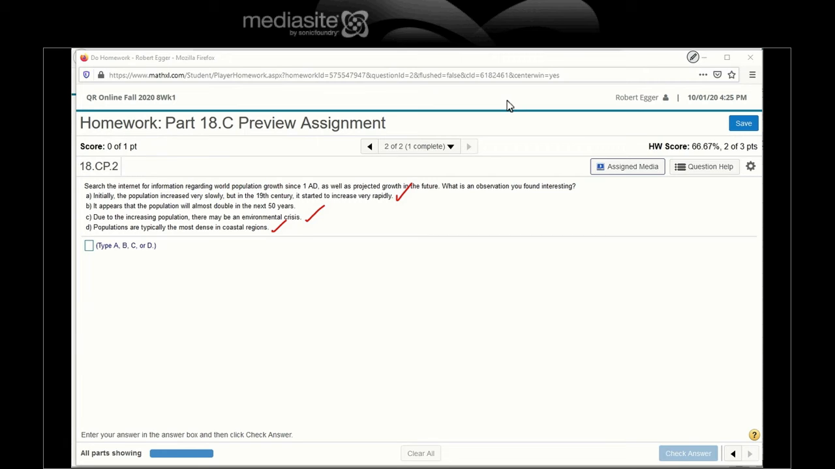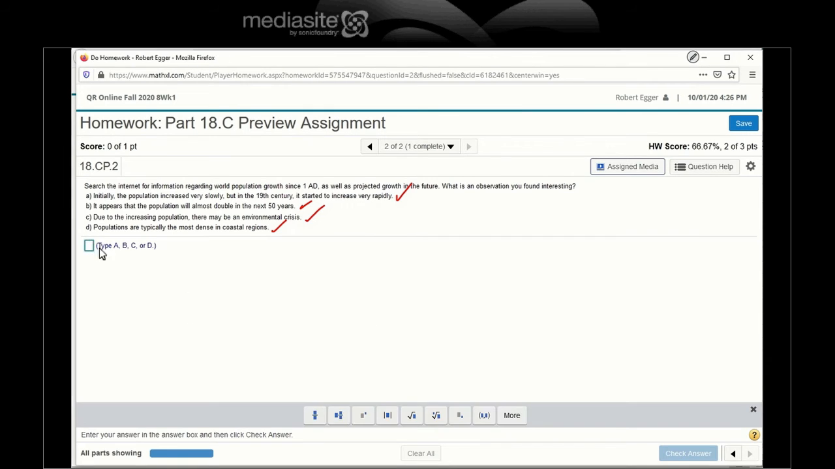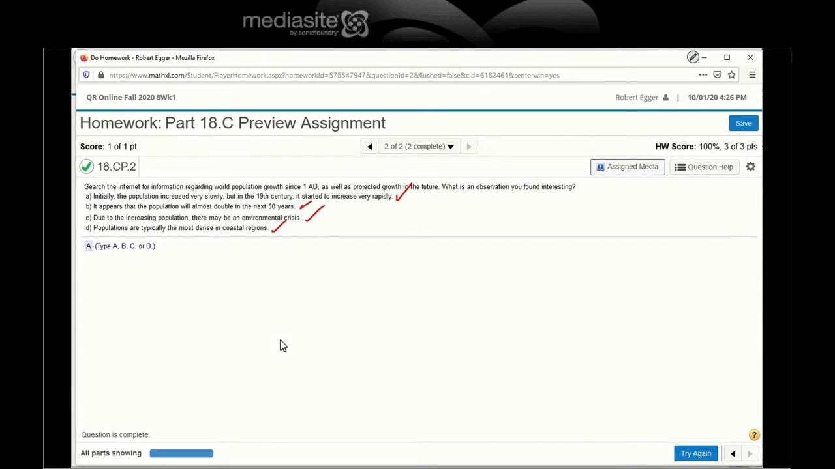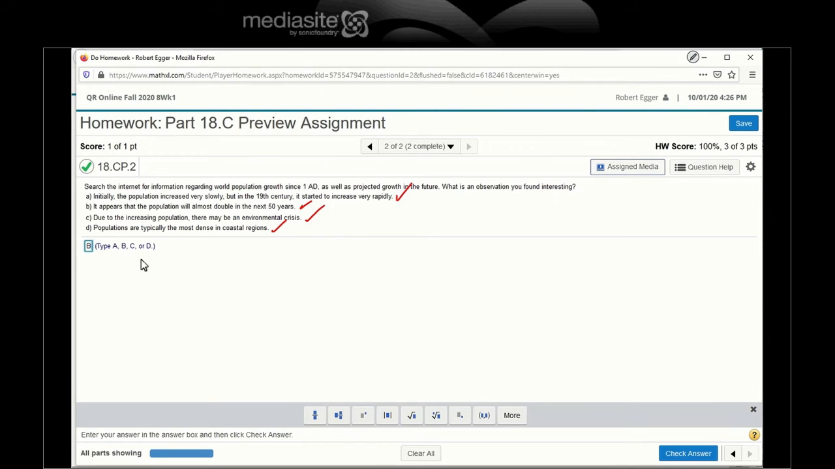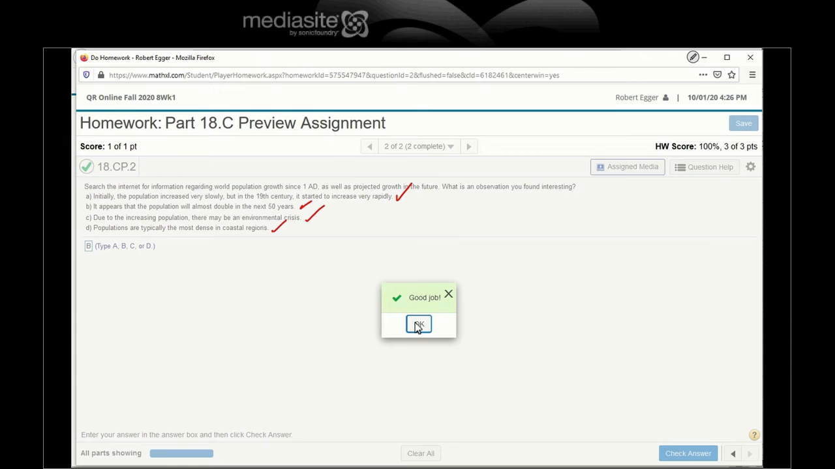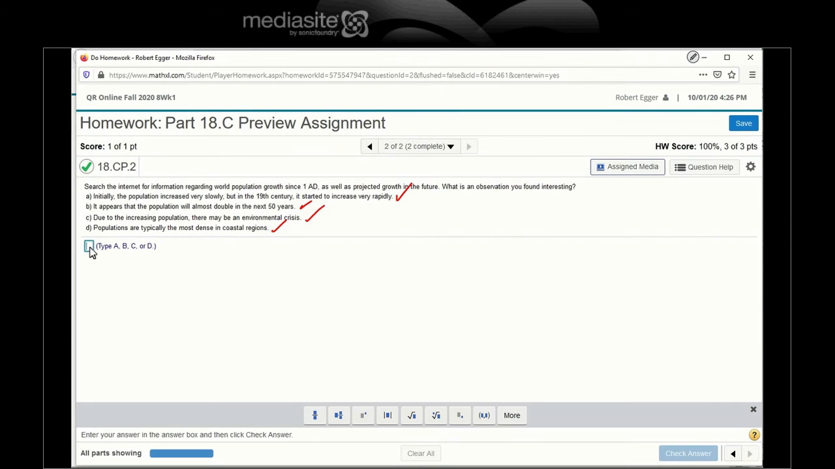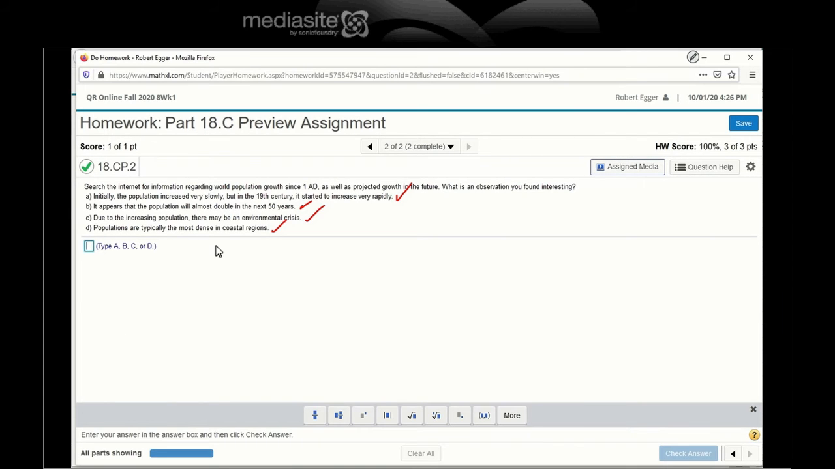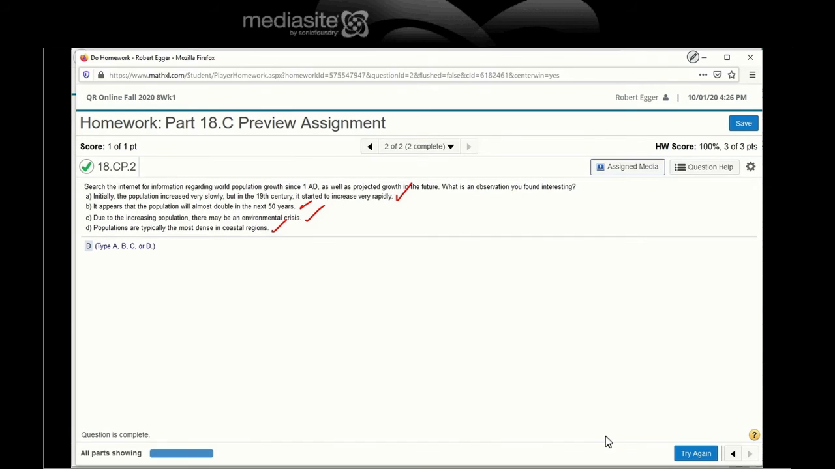Definitely is A, definitely C, and D. I'll say D is correct. So let's find out. A, yes. Let's try it again. B, yes. Try again. C, yes. Try again. How about D? Yes. All right.